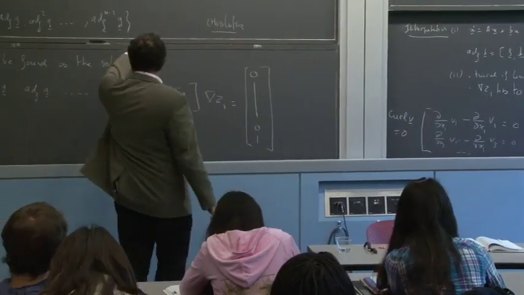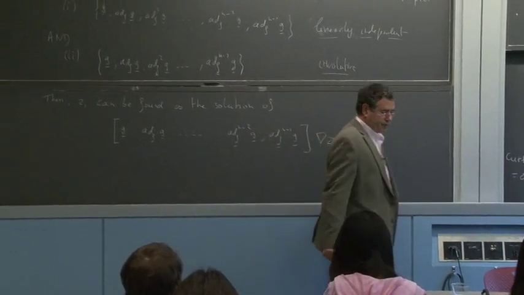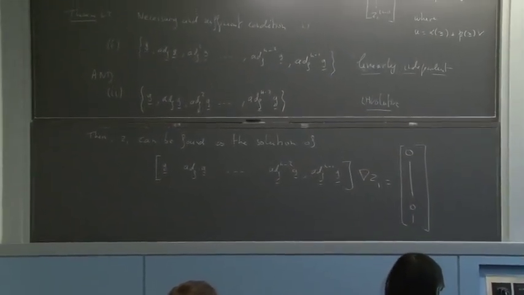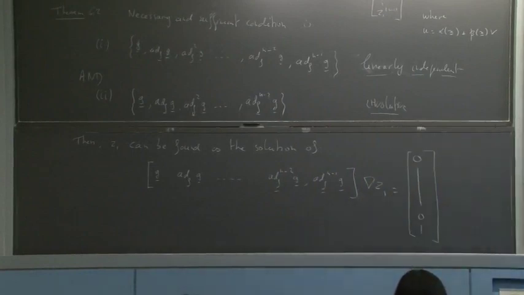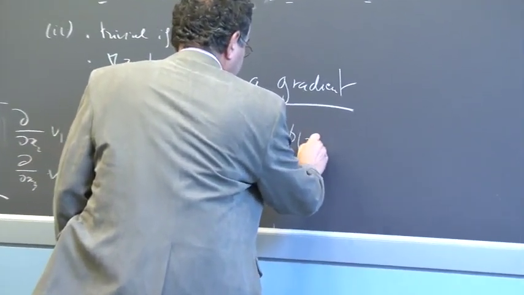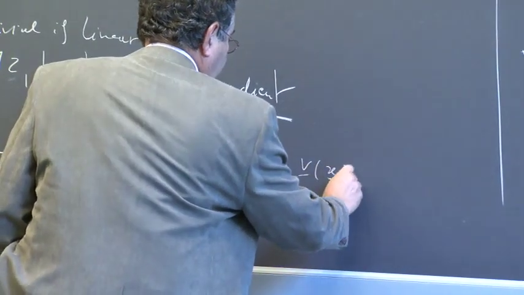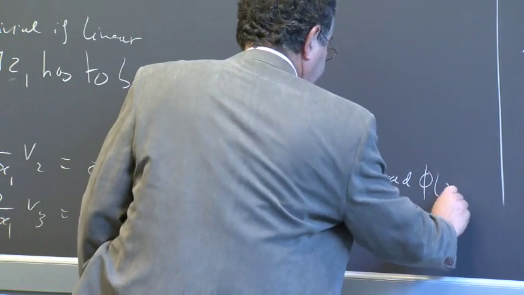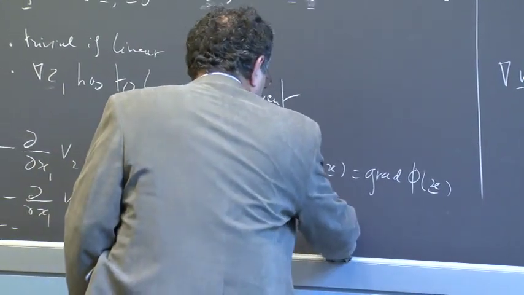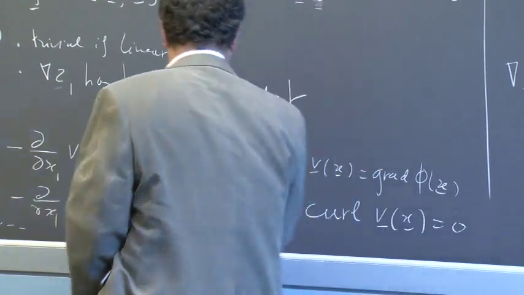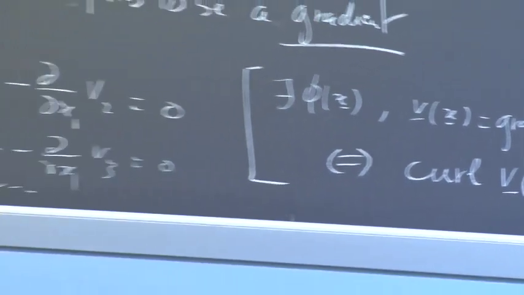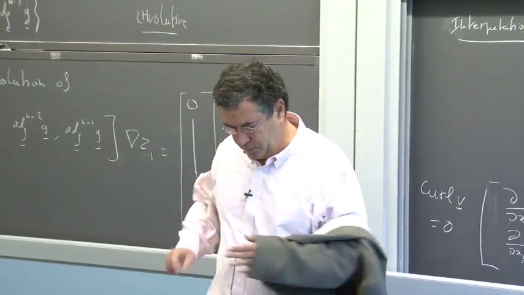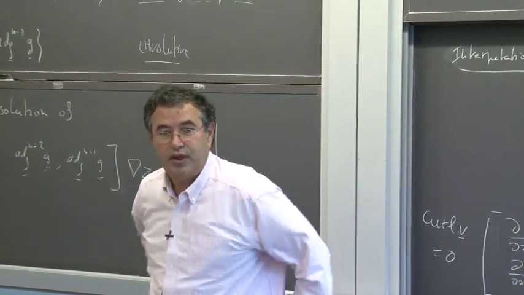And this basically guarantees that the solution delta Z1 will indeed satisfy this property. And that's a general theorem, right? A vector field is the gradient of some scalar if and only if the curl of v is 0. Okay, questions about that? We haven't proved the theorem, of course. I'm just stating it and interpreting it.